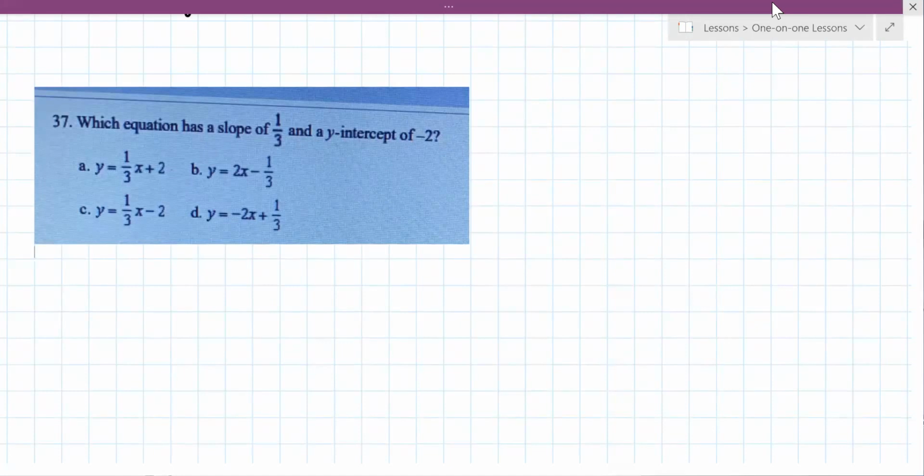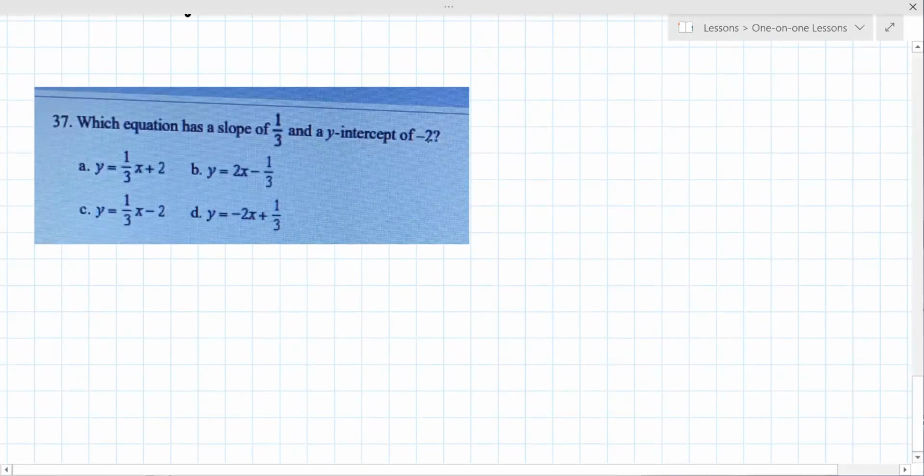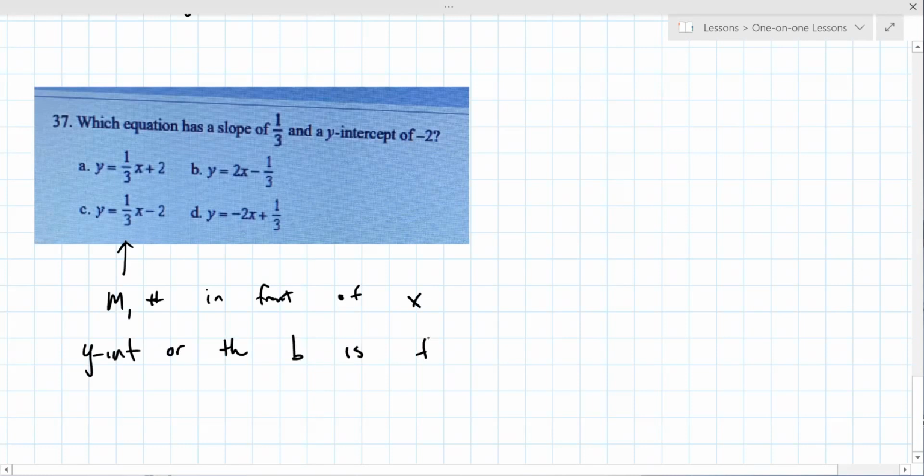So which equation has a slope of 1/3 and a y-intercept of -2? Well, A and C have a slope of 1/3. The slope is the number in front of x. The y-intercept, or the b, is the other number. So the other number here is 2. The other number here is -2. So that one is the one that matches.